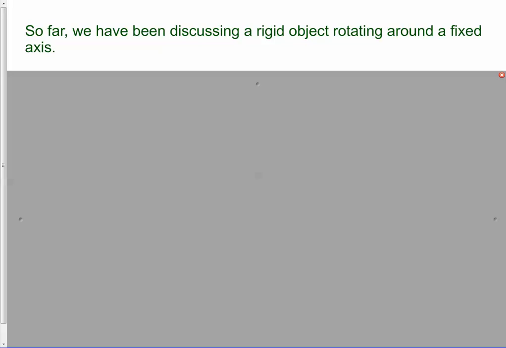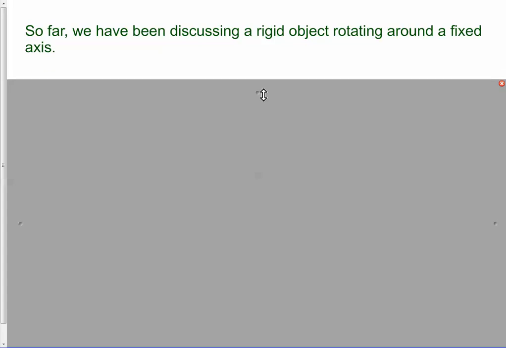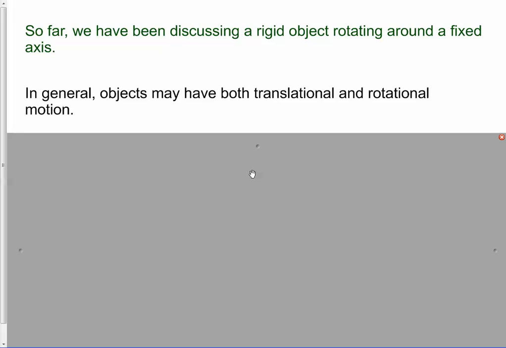Okay, so what I want to now switch to is, again, up till now we've been focusing on an object that was kind of pinned in one place. It was not going to move anywhere, and it had a fixed axis, and it could rotate around that axis, but again, it wasn't moving anywhere. But let's just temporarily think about a more general situation where an object is free to move and to rotate.